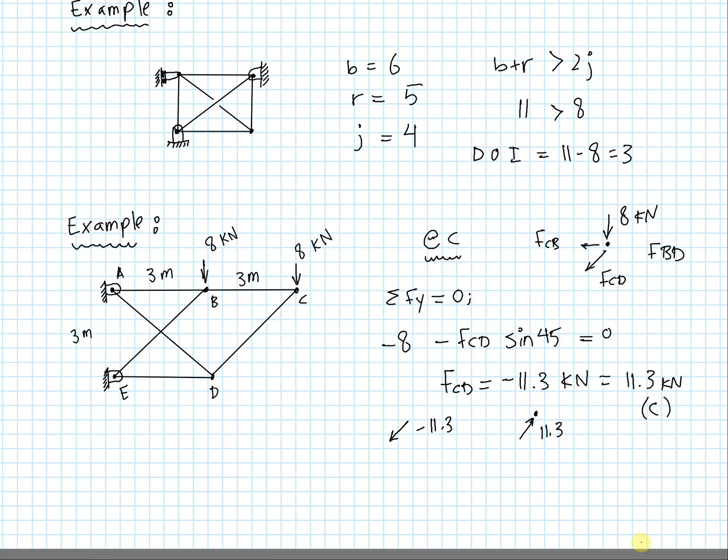And so once I know what FCD is, then I can pretty much figure out what FCB is by saying, sigma Fx is equal to 0, and I have 11.3 cosine 45 minus FCB is equal to 0. And so I have an FCB value of 8 kilonewtons. Okay? Alright, so we have two of these elements solved. We have to look at 1, 2, 3, 4. We have 4 more elements to solve.